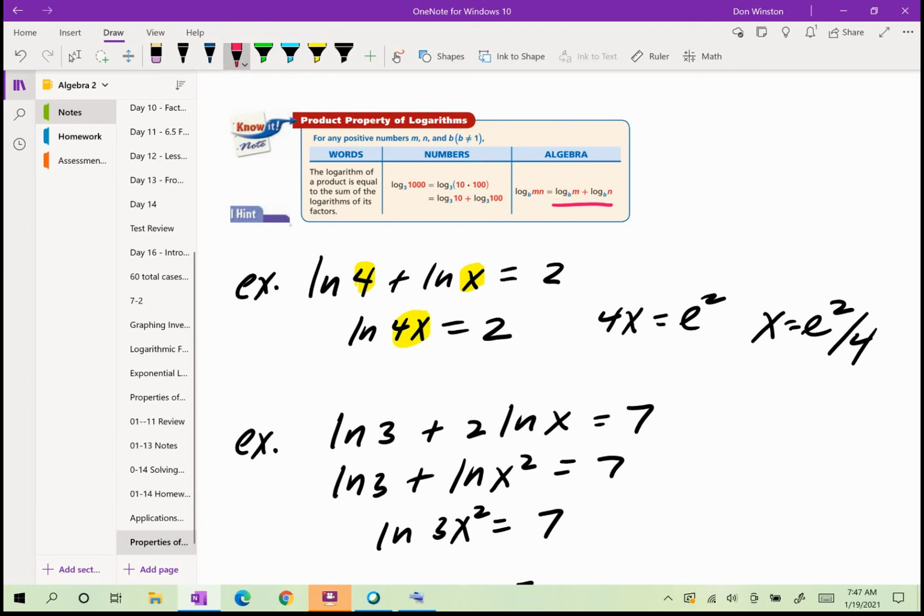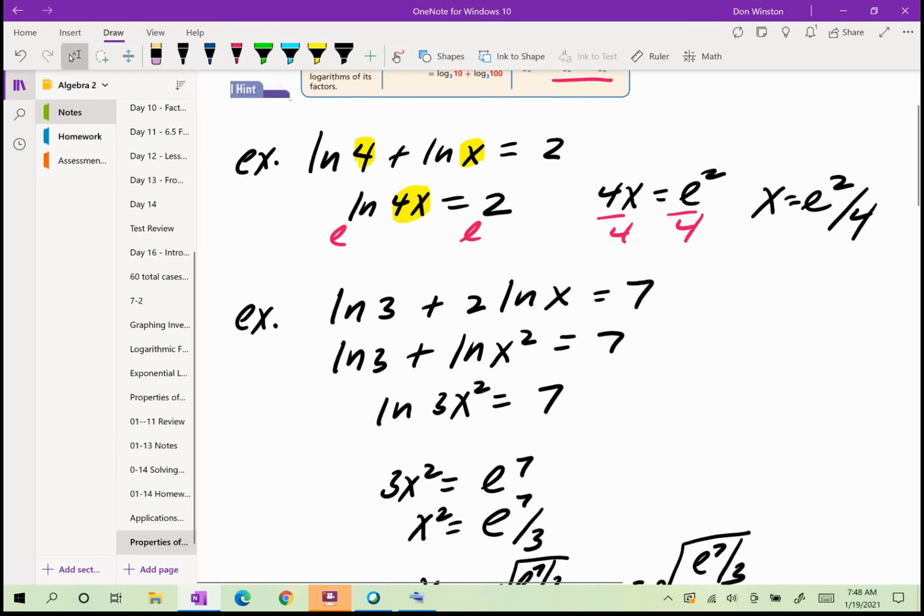Then I apply the inverse property, so e raised to the natural log of 4x equals e squared. And that leaves me with 4x is equal to e squared. And then I divide both sides by 4, and I get x is equal to e squared divided by 4.